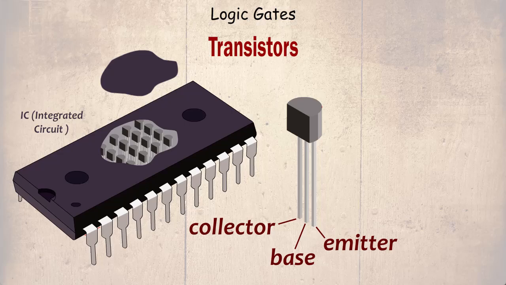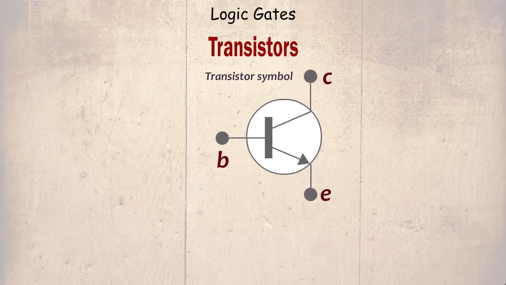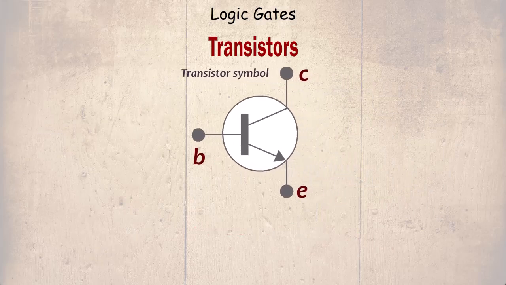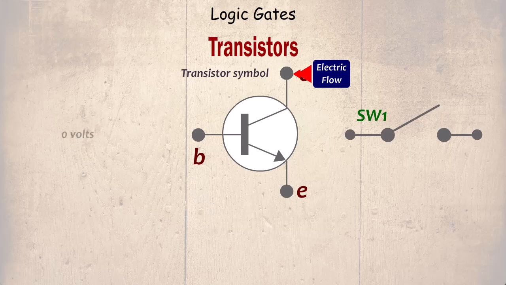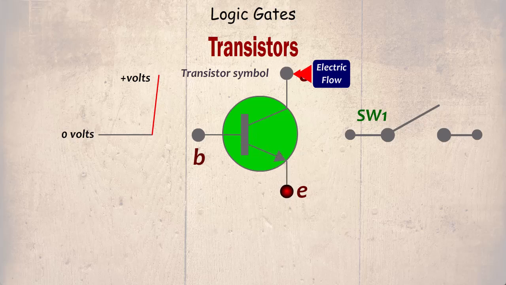This is a schematic diagram symbol for the transistor, and we shall look in depth at some of its other properties later. But basically, current is unable to flow from the collector to the emitter, just like an open switch. However, when the signal is received at the base of the transistor, a path is created between the collector and emitter, just like closing the switch.